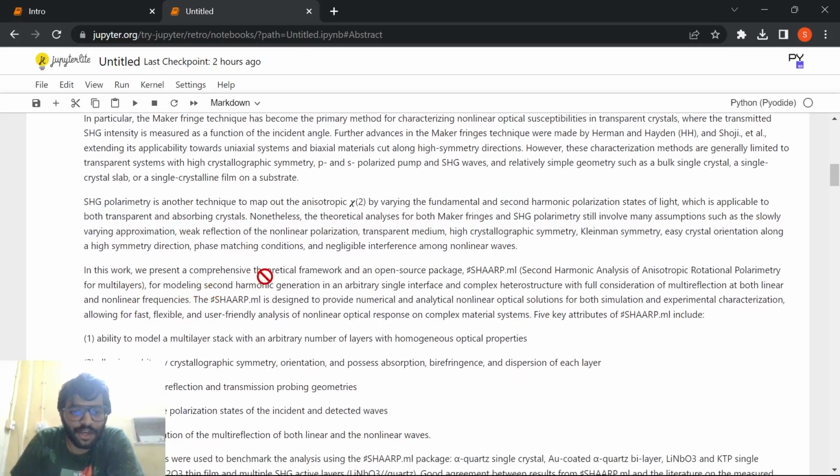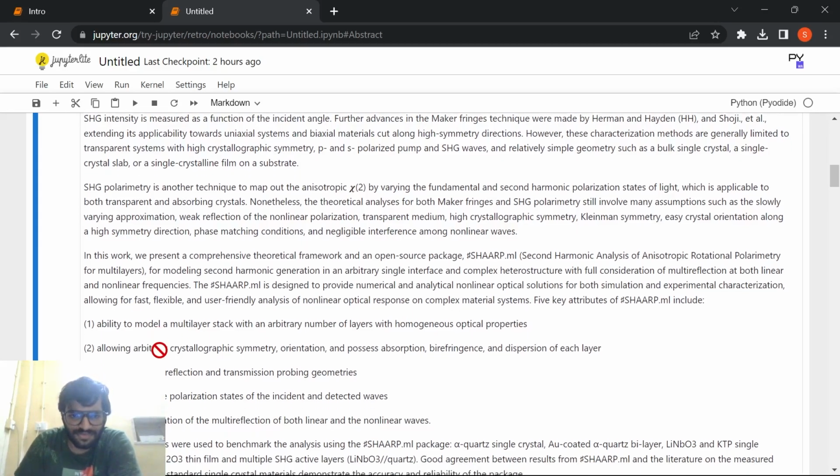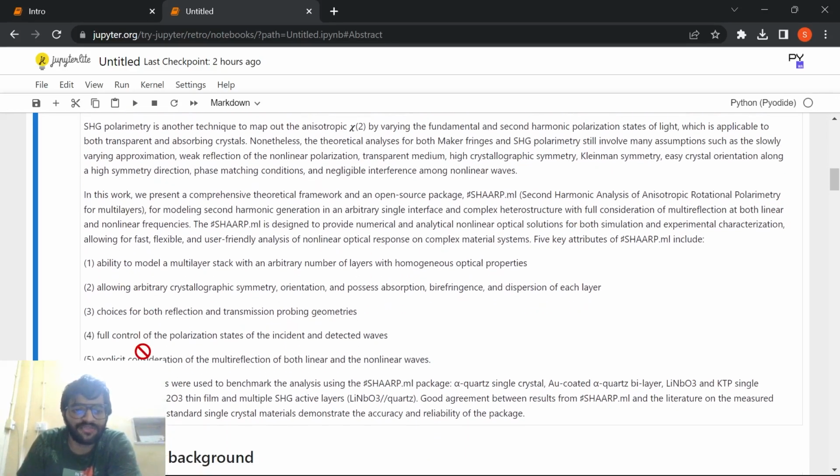In this work, we present a comprehensive theoretical framework and an open source package Sharp.ml, which stands for Second Harmonic Analysis of Anisotropic Rotational Polarimetry for Multilayers, for modeling second harmonic generation in an arbitrary single interface and complex heterostructure with full consideration of multi-reflection at both linear and nonlinear frequencies. Sharp.ml is designed to provide numerical and analytical nonlinear optical solutions for both simulation and experimental characterization, allowing for fast, flexible, and user-friendly analysis of nonlinear optical response on complex material systems.